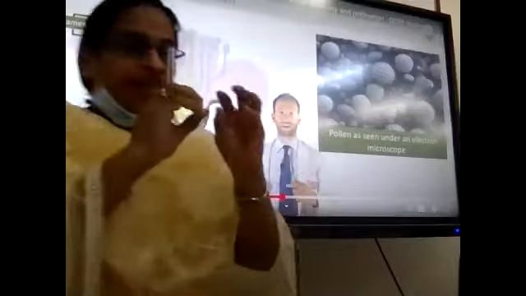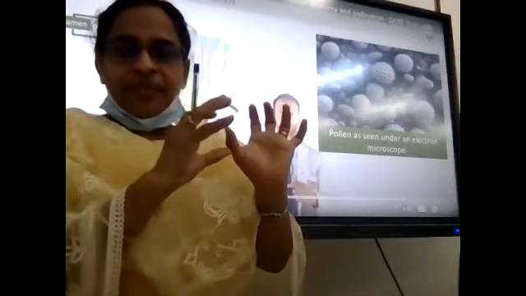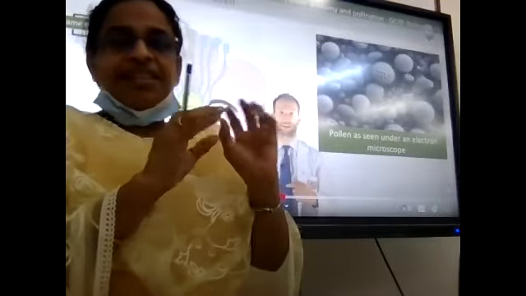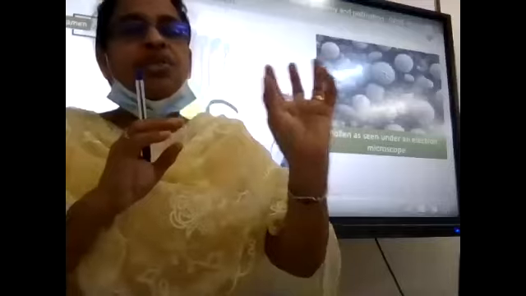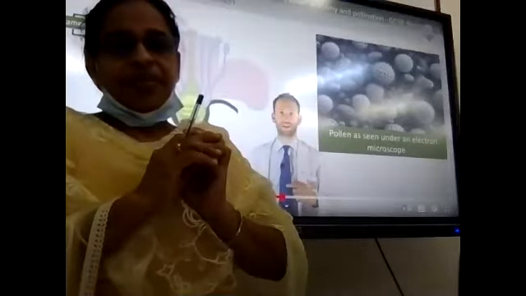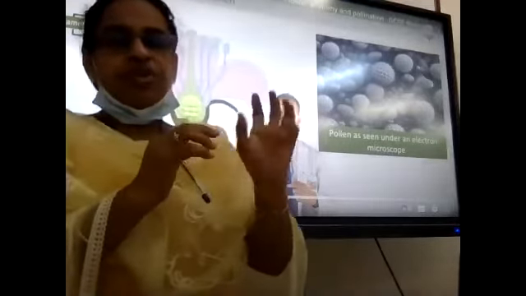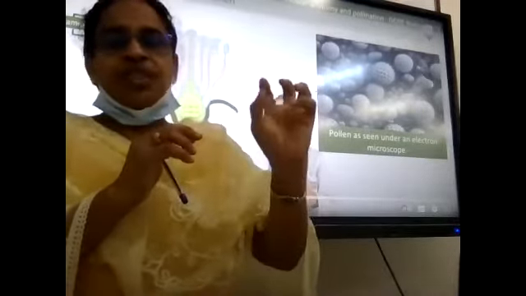You can see some spiny things there. These spines will help them to stick on the wings of the bees. And you can see some small pollens also, very, very small round pollens.